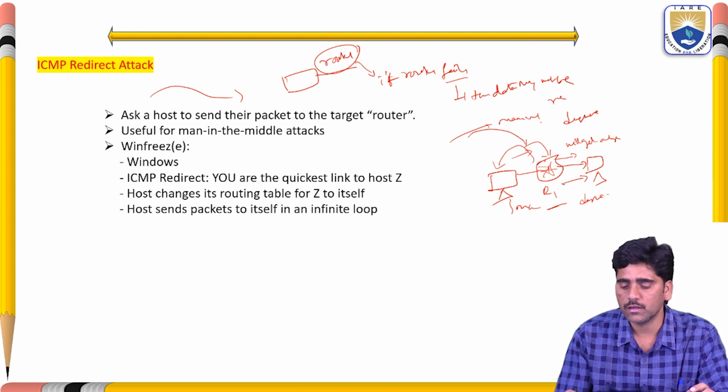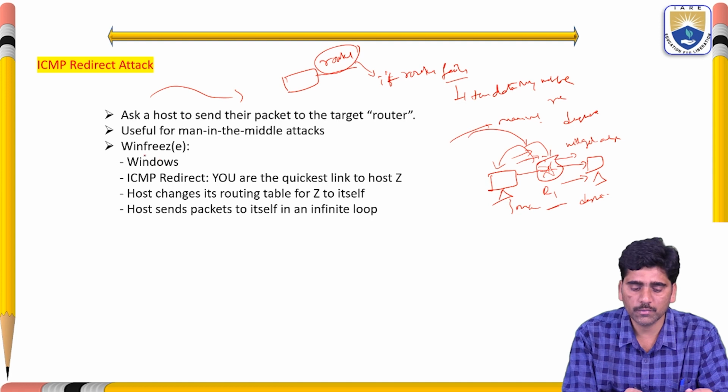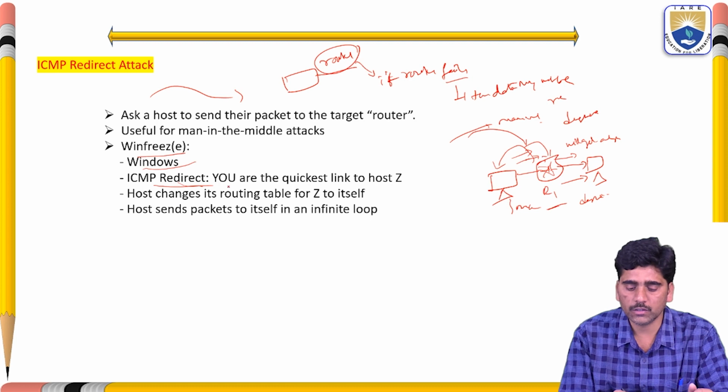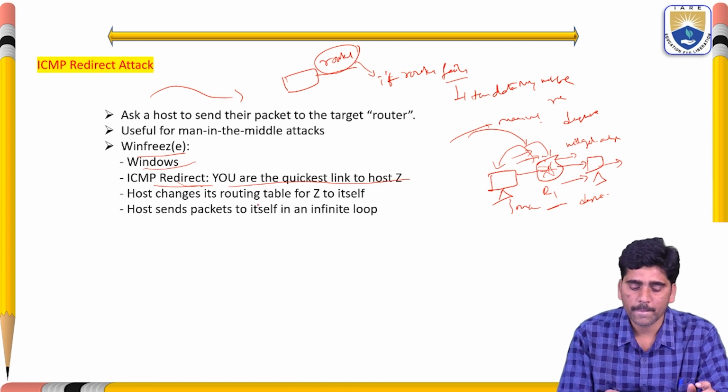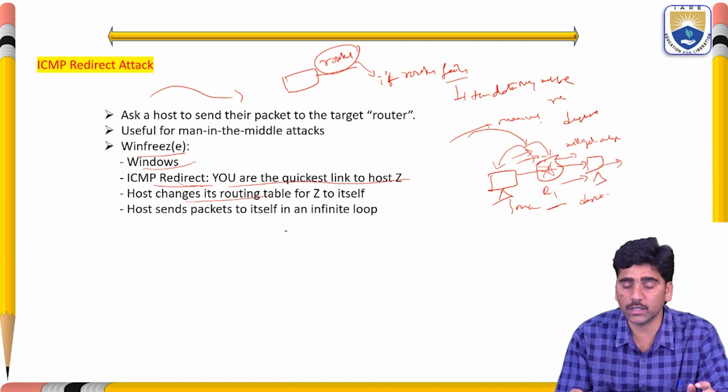That leads to the modifications of the data transmission. So here some of the attack types are Windows freeze and ICMP redirect. These are some different types of attacks. In ICMP redirect attacks, the attacker claims to provide the quickest link to host Z. Up to host Z, we are going to link them, and the host changes its routing table for Z itself.